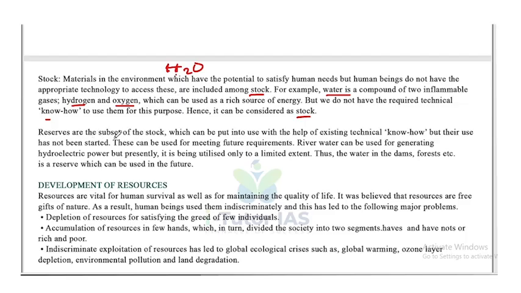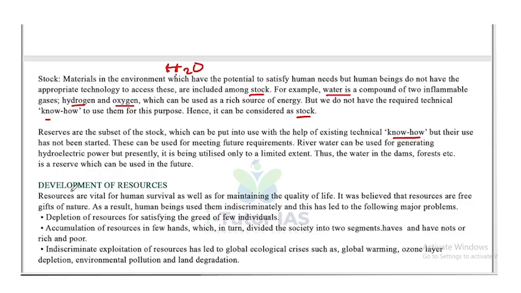Reserves are the subset of the stock, which can be put into use with the help of existing technology, known-how, but their use has not been started. These can be used for meeting future requirements. River water can be used for generating hydroelectric power, but presently it is being utilized only to a limited extent. Okay, thus the water in the dams, forests, etc. is a reserve which can be used in the future.